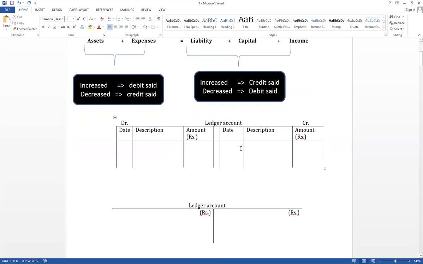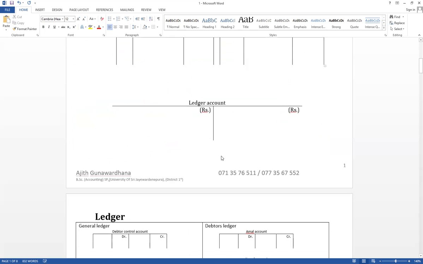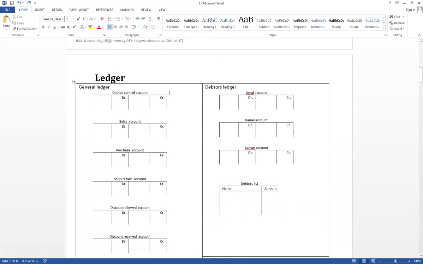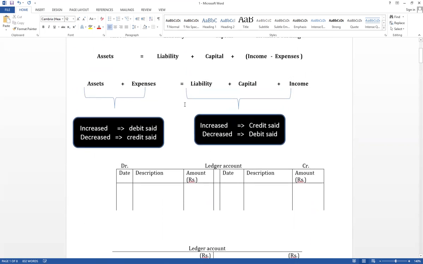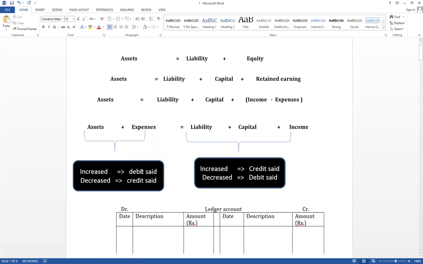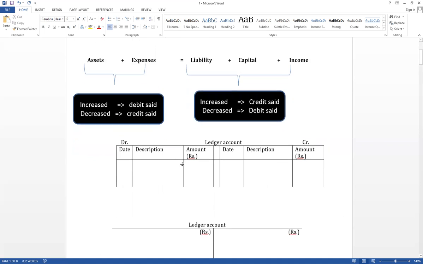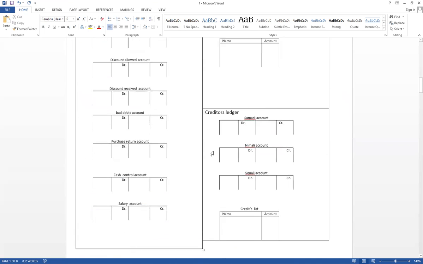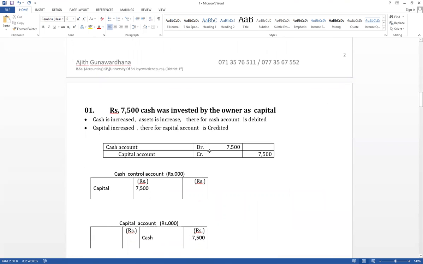Now see the example. Think about the ledger account as well as the ledger. Now we are going to discuss how to record: what kind of information should be recorded on the debit side and what kind on the credit side. This is the thing to keep in mind. Very important. This is the basis for the double entry system. Right now, see the example. First one, recognize which element changes.